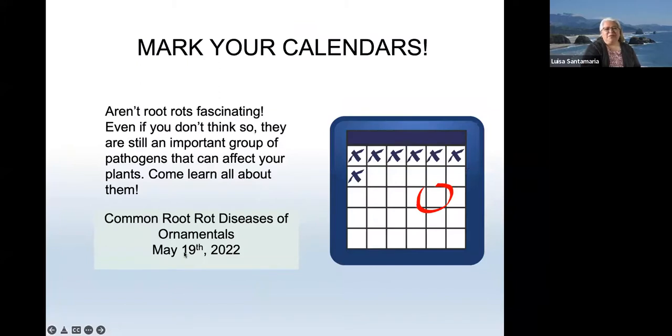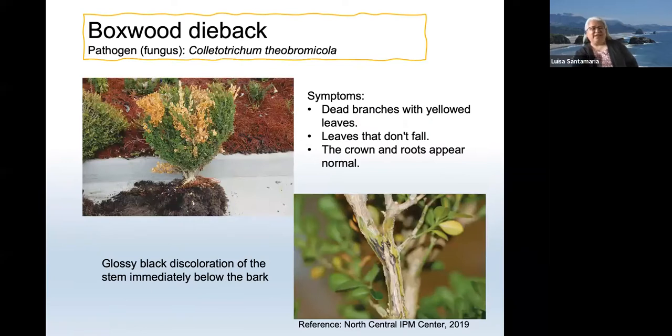Talking about Phytophthora, I want to remind you that next month we will have a class about root rot diseases in ornamentals. We will talk about all the pathogens that could cause these root rots in some ornamentals. So please keep that in mind and keep it in your calendar. It's just once a month that we are talking with you.